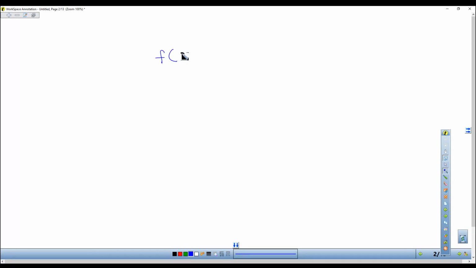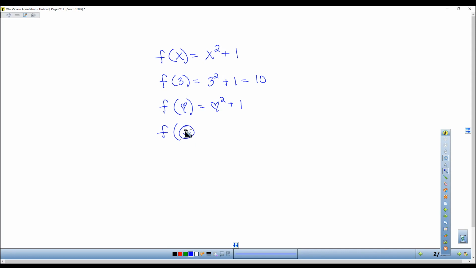So when you see f of x, you think of that as a general formula, probably. But when you see f of 3, you know that means you want to put the 3 in where the x was. So you would get 3 squared plus 1, which is 10. If you saw f of heart, you would do heart squared plus 1. If you did f of smiley face, my point is it doesn't matter what's in the parentheses.